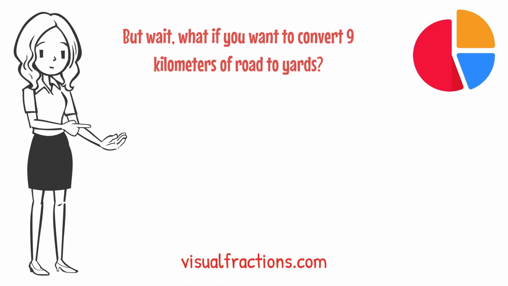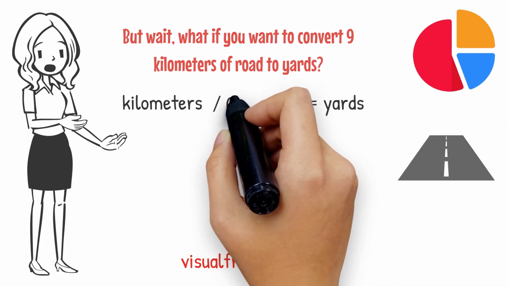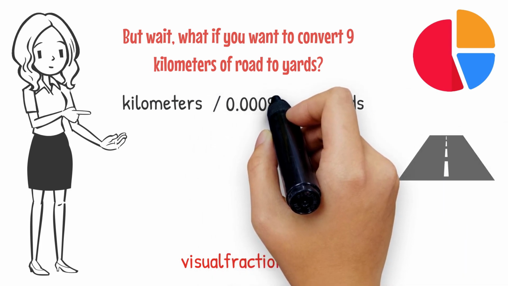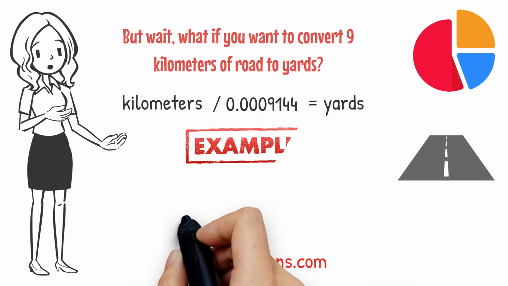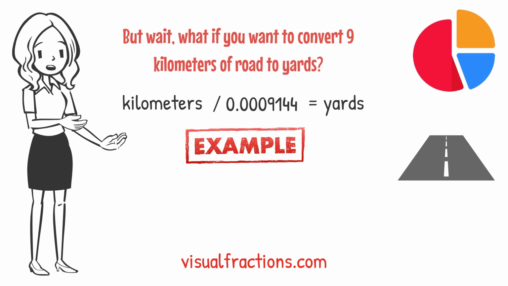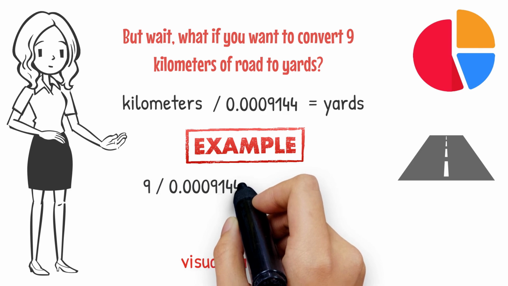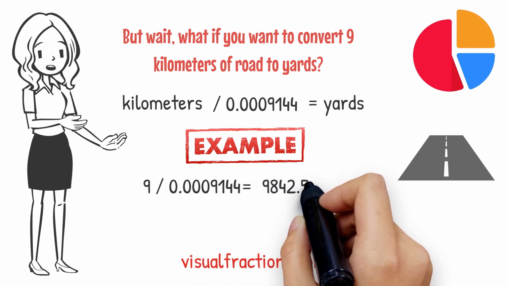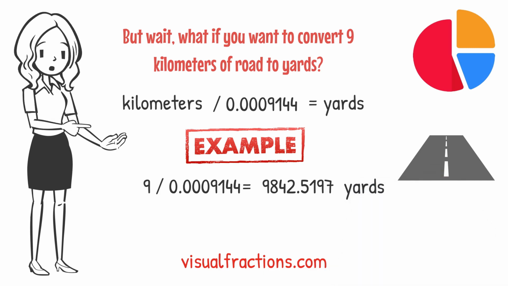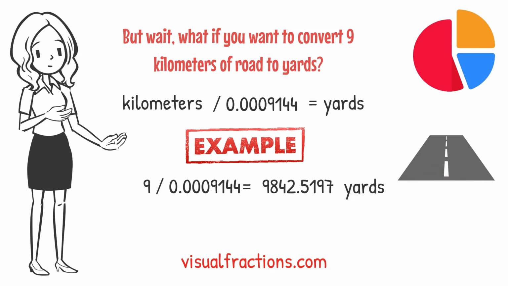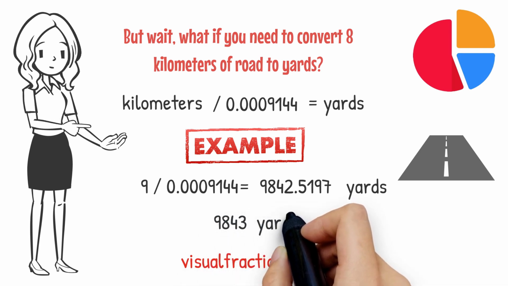No problem. To convert kilometers to yards, divide the number of kilometers by the conversion factor of 0.00091144. Let's walk through an example of how to convert 9 kilometers of road to yards. We start by dividing 9 by 0.00091144. This gives us approximately 9,842.5197 yards. Remember to round this number to the nearest whole number, so our final answer is approximately 9,843 yards.